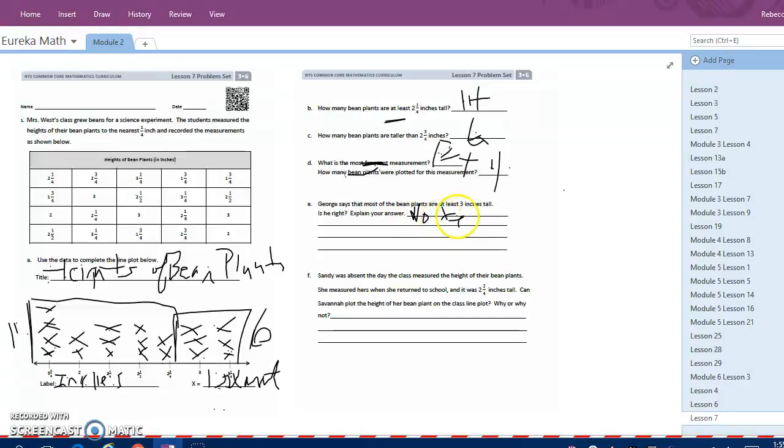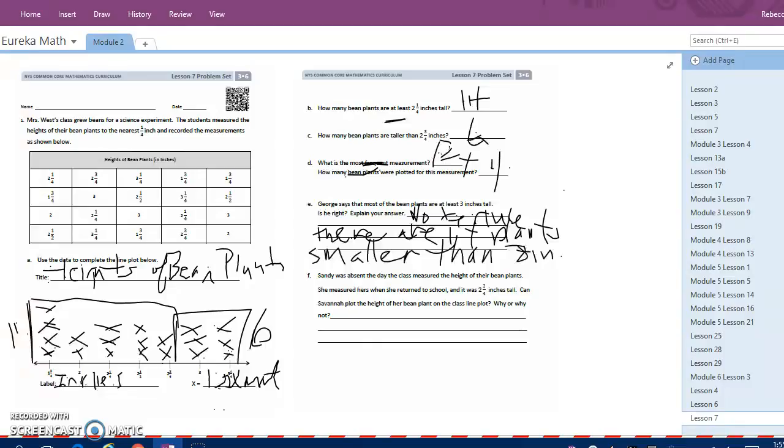So no, because there are 14 plants smaller than 3 inches. Okay? Most of the plants are less than 3 inches tall is what is the true statement there.